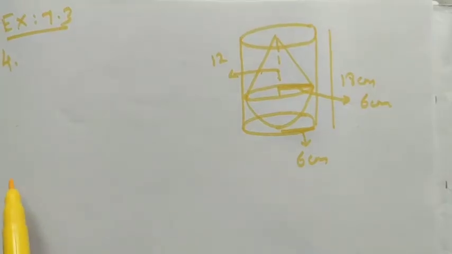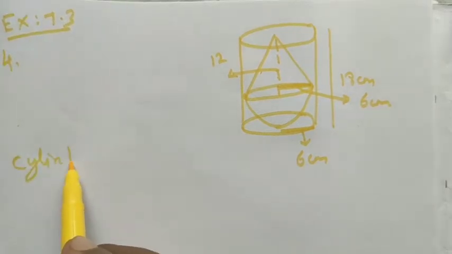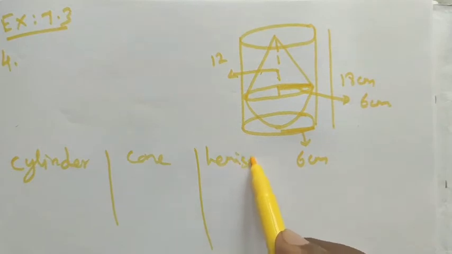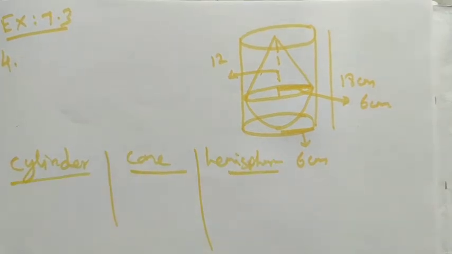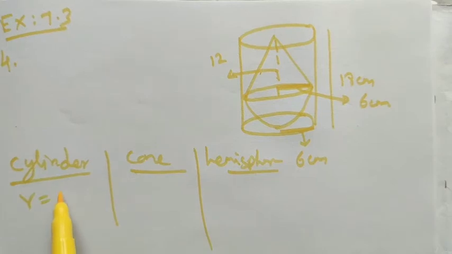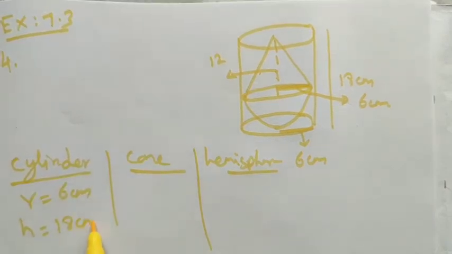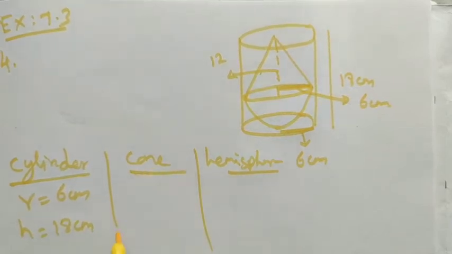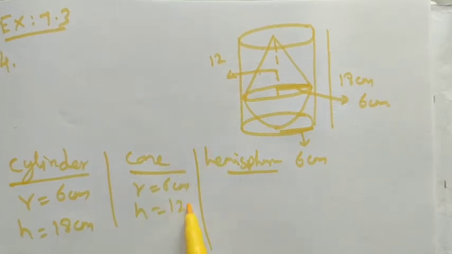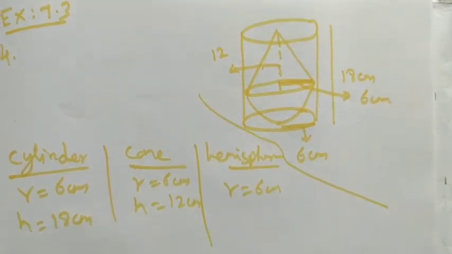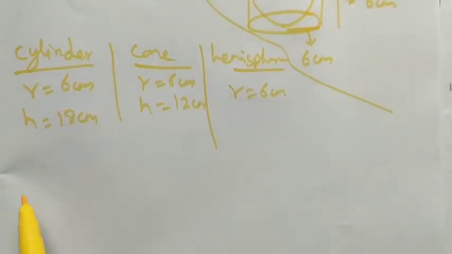So here we have three objects. Let me take them as cylinder, cone, hemisphere. The radius of the cylinder R is equal to 6 centimeter and height H is equal to 18 centimeter. The cone, the radius is 6 centimeter and height H is equal to 12 centimeter is given. The hemisphere, the radius R is equal to 6 centimeter. Right? Now we want to find out the volume of the water displacement.